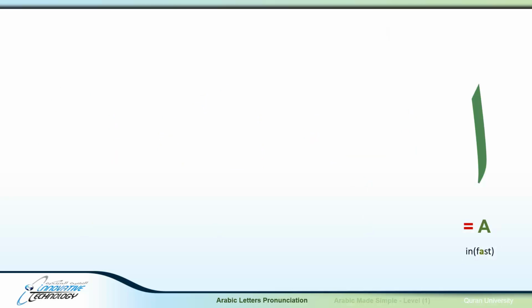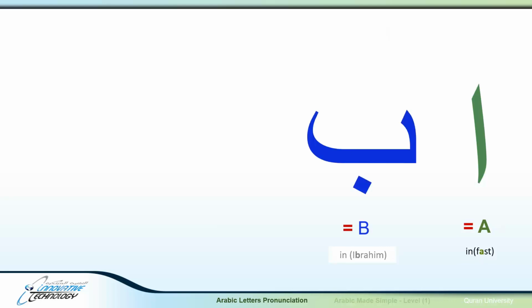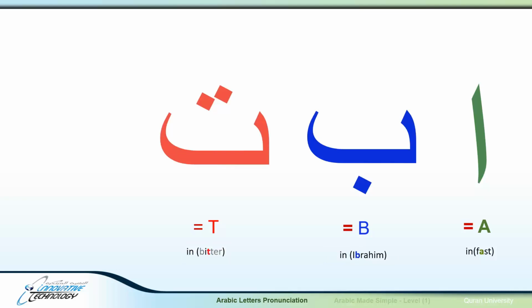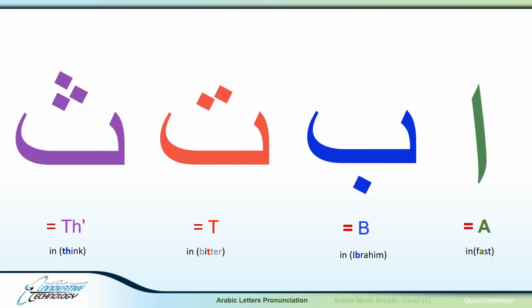The A is equivalent to the letter A, as in fast. The Ba is equivalent to the letter B, as in Ibrahim. The Ta is equivalent to the letter T, as in bitter. The Tha is equivalent to a combination of two English letters, the T and H, as in think.